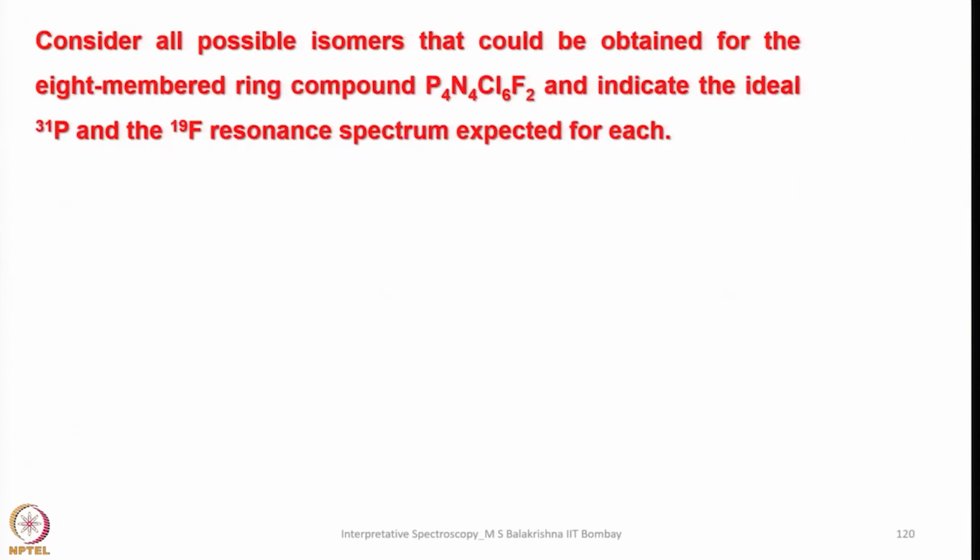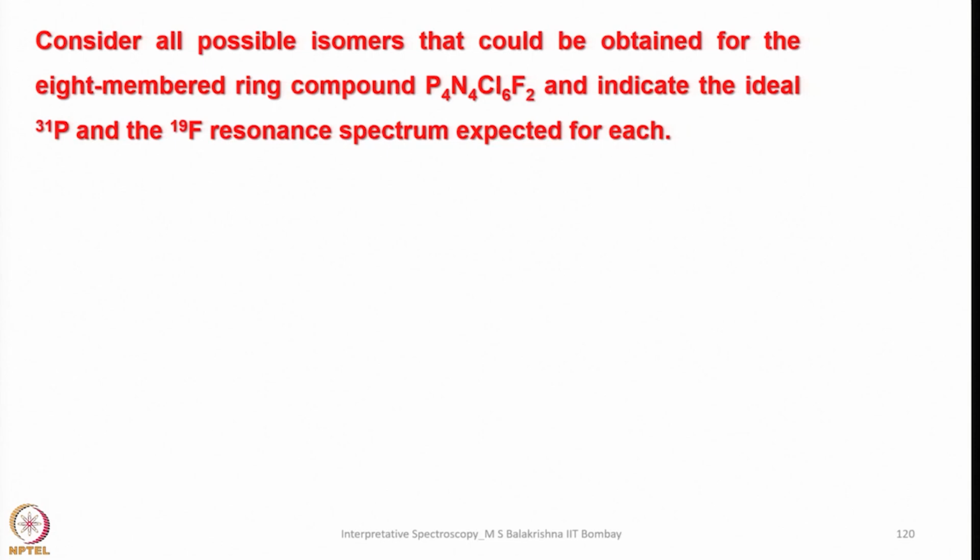We have another interesting problem here. Consider all possible isomers that could be obtained for the 8-membered ring compound P4N4Cl6F2 and indicate the ideal 31P and the 19F resonance spectrum expected for each. Of course, the moment you look into this one, it is already stated that it is an 8-membered ring.